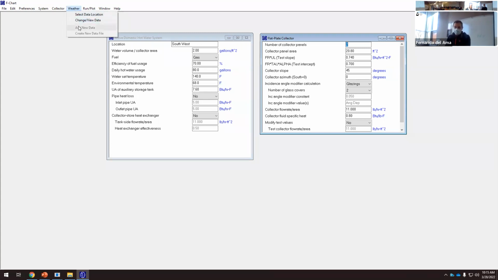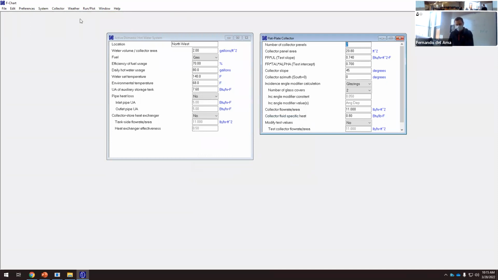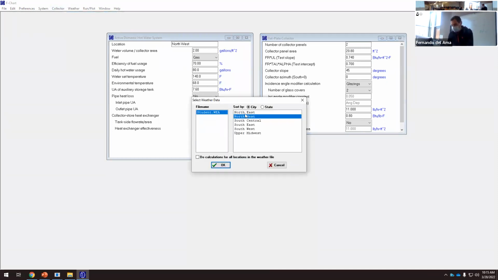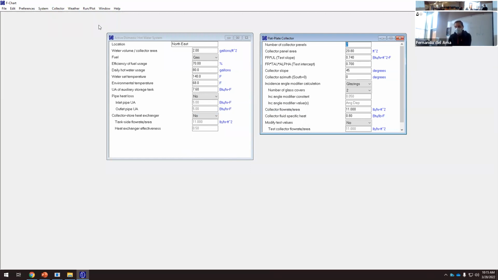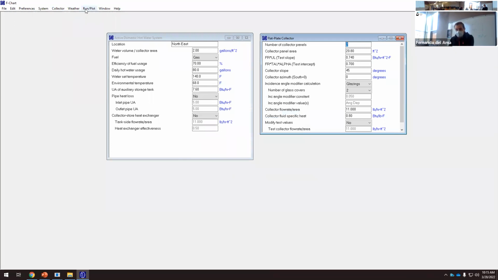In weather, we can select data location. If we had the full version, we could select the city. But in this version, we can select just the northeast, northwest, south, central, southeast, southwest, or upper Midwest. If we are in Keene, we are in the northeast. So select northeast. And here we have run plot.